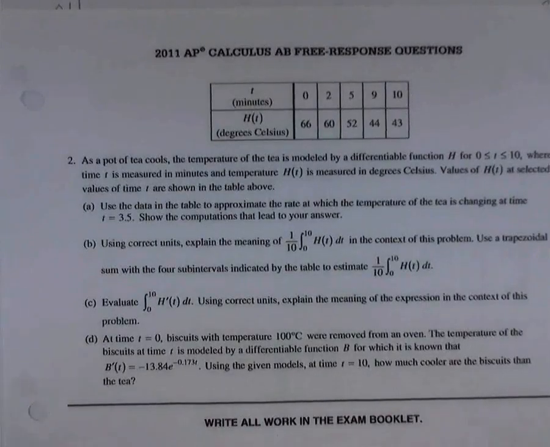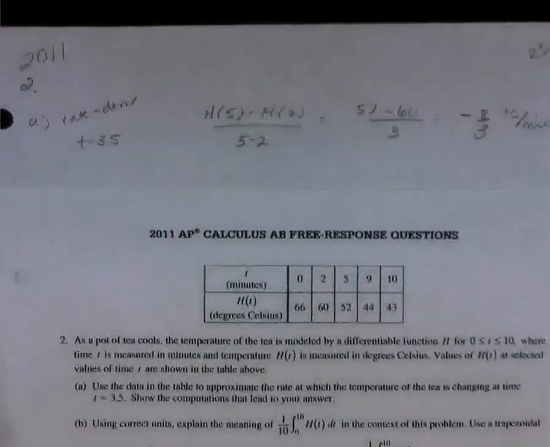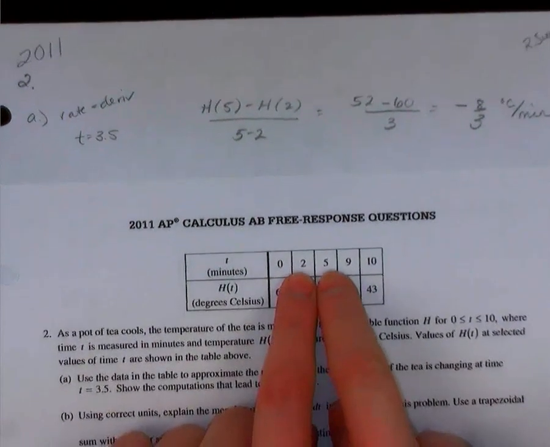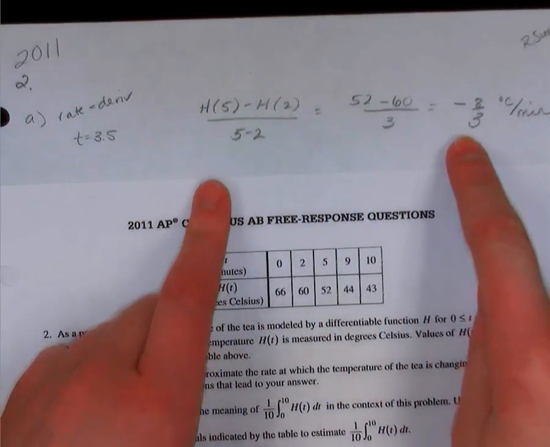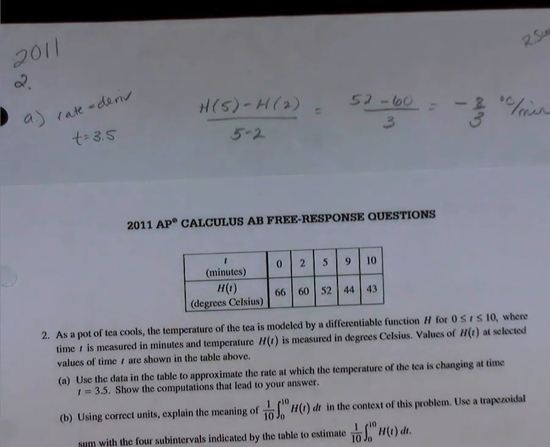If we are approximating a rate, we are approximating a derivative. A derivative is a slope. To approximate a slope, we're going to do slope of the secant. So for 2A, I want to do the slope of the secant. I'm approximating for 3.5, so I'm going to use my values from 2 to 5. I set it up, and my approximation is that the rate is negative 8/3 degrees Celsius per minute.